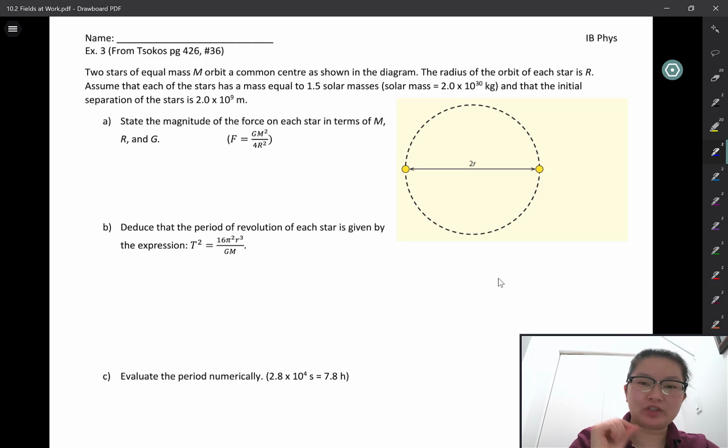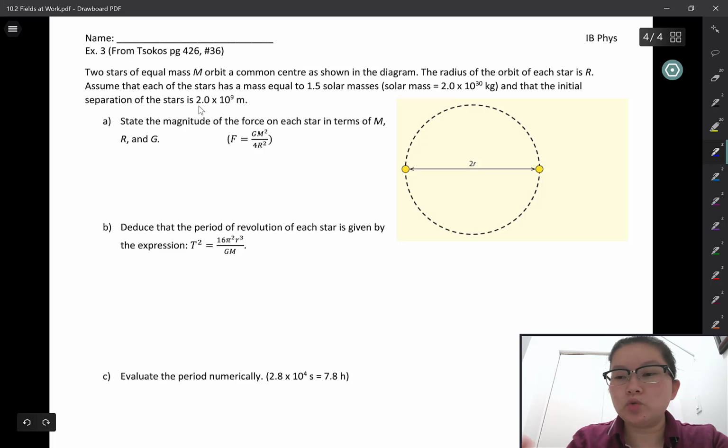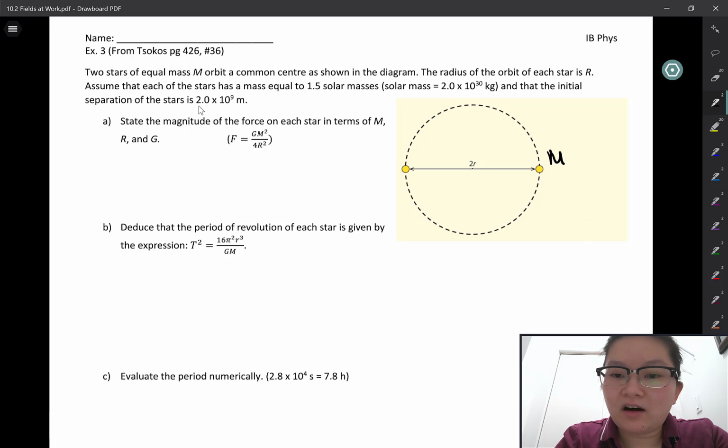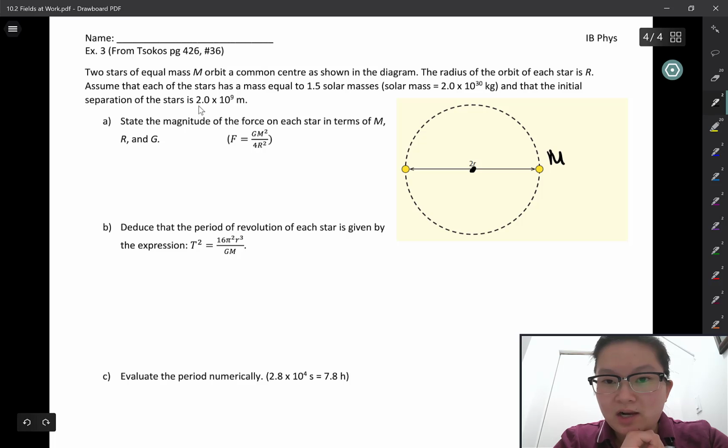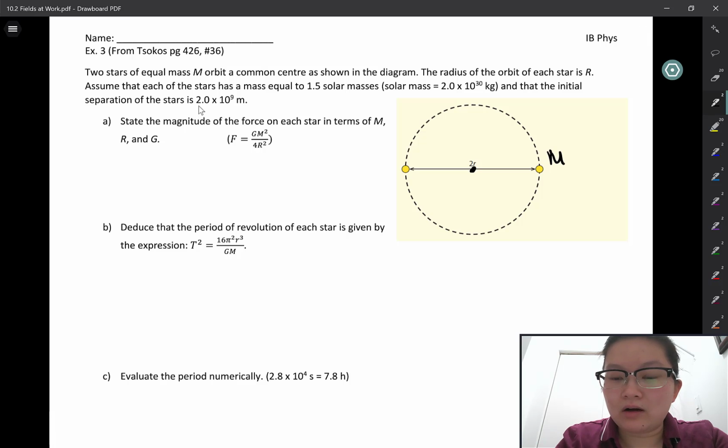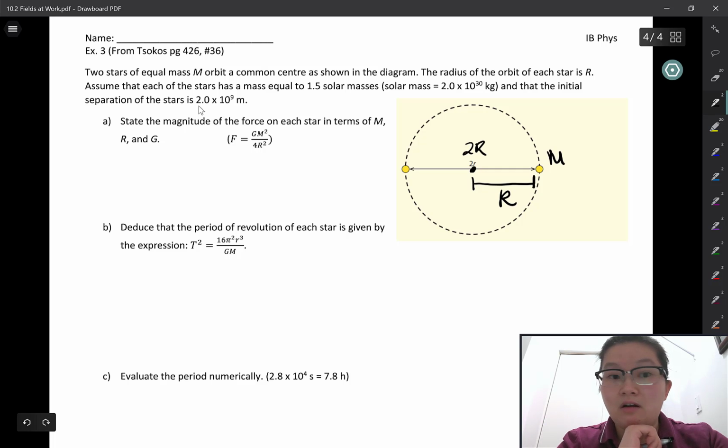In this video, we are going to look at more circular motion, gravitational fields, and objects in orbit. So here we have an interesting case in which we have two objects, two stars of mass M. They will orbit a common center. As shown in the diagram, the radius of the orbit is r. I'm going to use big R, I know the diagram says small r, but I'm just going to use big R. So that orbit is just R.